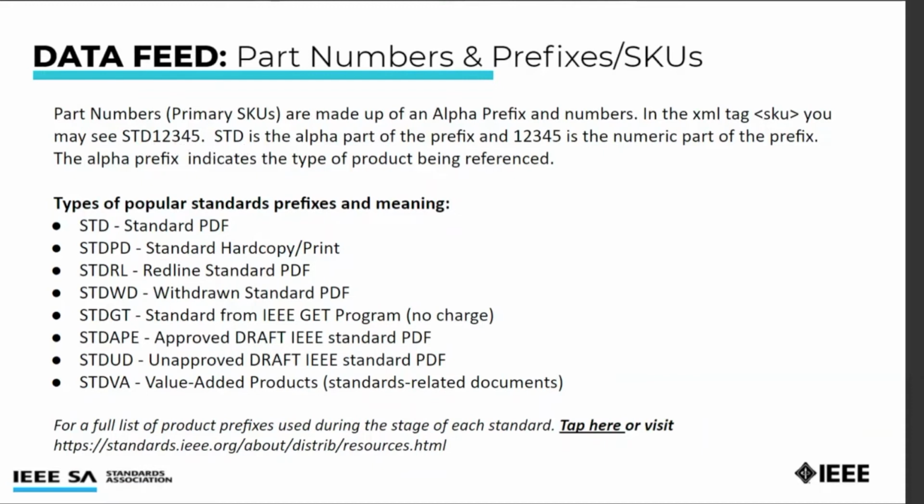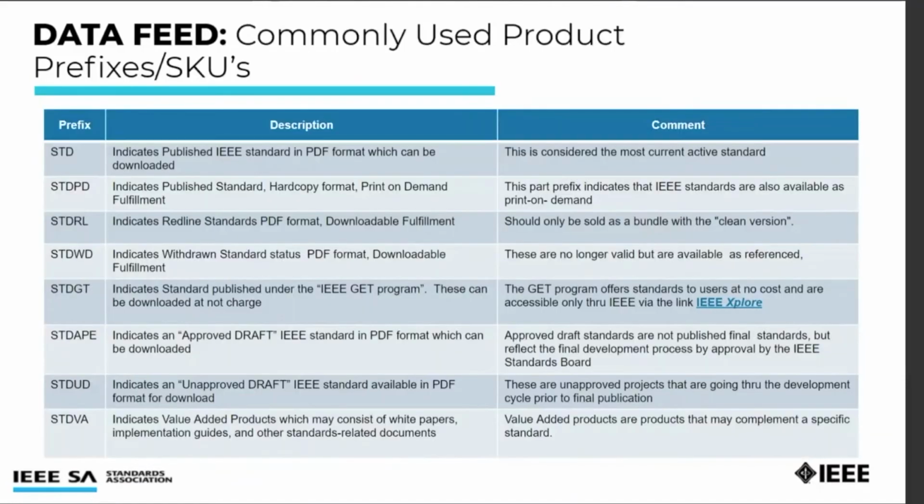Some types of these part prefixes are STD for standard PDF, STD-PD for standard hard copy print, STD-RL for redline standard PDF, and STD-WD for withdrawn standard PDF, and so on. Here's a sample list of document prefixes with their defined descriptions. A complete list and description of prefixes can be found on the distributor website.